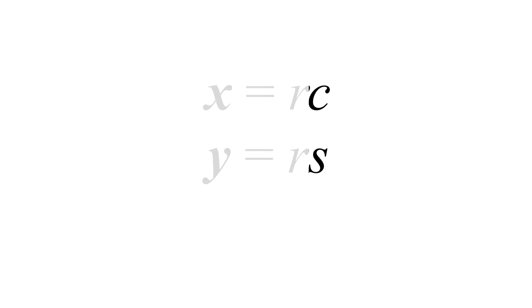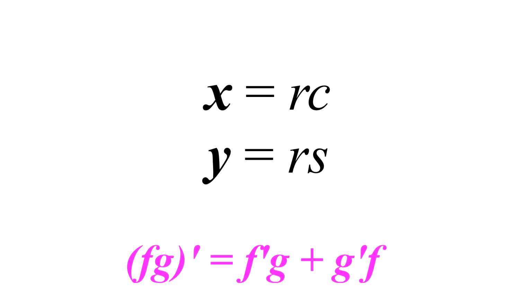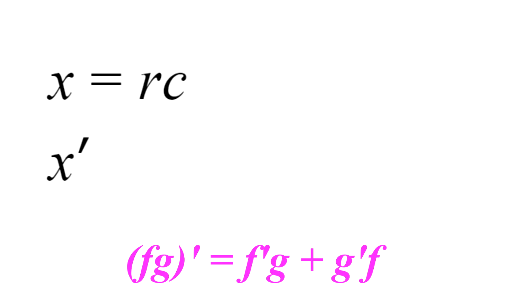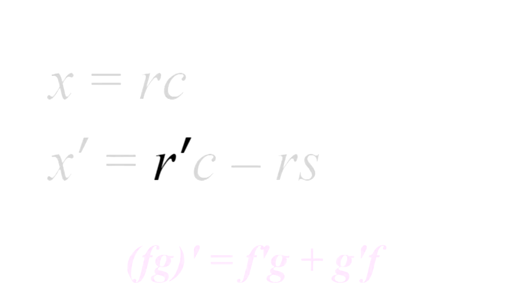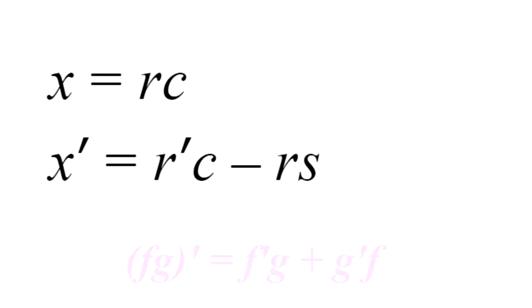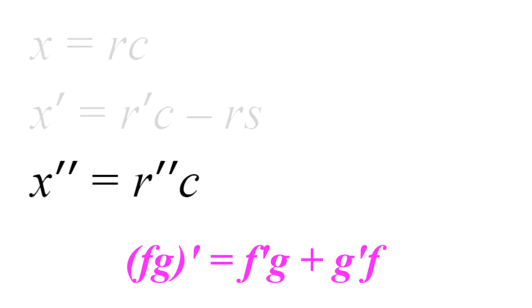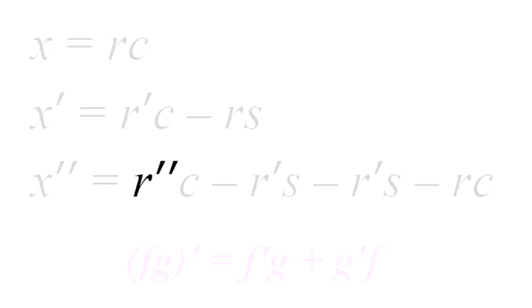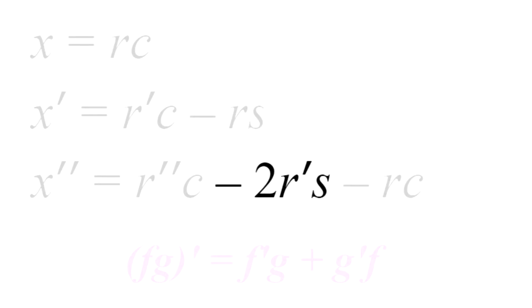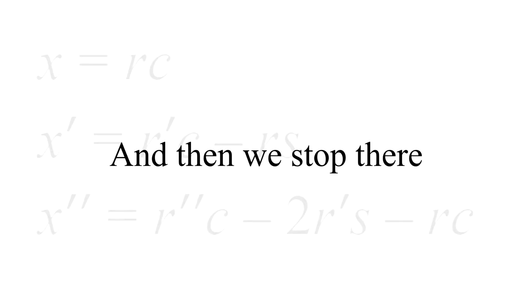Since both contain the variable to be differentiated, we use the chain rule on each of these. So for x equals rc, the first derivative will turn out to be r prime c minus rs, where r prime is the derivative of r. Next, we differentiate that again, where it becomes r double prime c minus r prime s minus r prime s minus rc, where r double prime is r's second derivative. Oh, and we also combine the like terms, so negative 2 r prime s. And then we stop there for the x component.